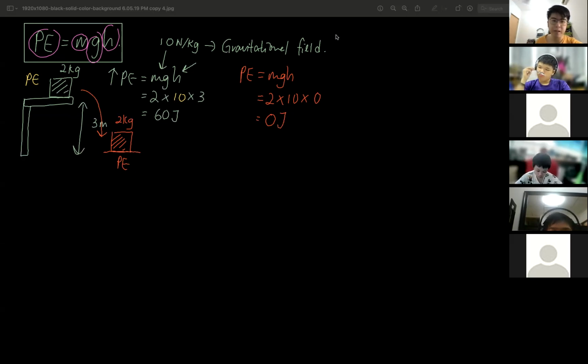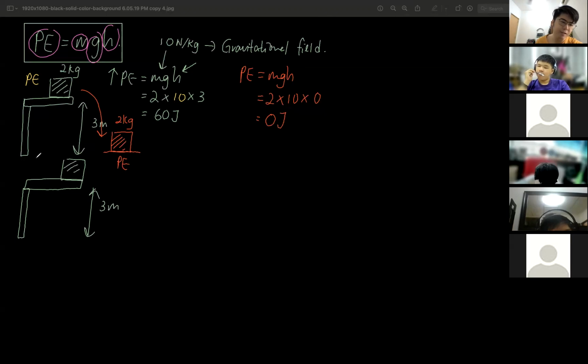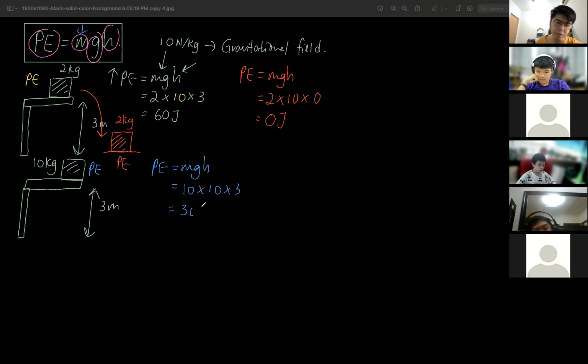If I place another object at the same height, 3 meters, but this object is heavier, 10 kg, will it affect the potential energy of the object? Yes, because there's mass in the equation. So PE mgh, 10 times 10 times 10 times 3, 300. Much larger than 60. If you increase the mass or if you increase the height, both will increase the potential energy.